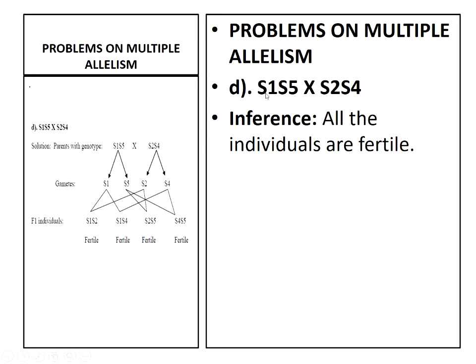Next is S1 S5 crossed with S2 S4. Let us write the parents and also the gametes. The F1 individuals are S1 S2, S1 S4, S5 S4 and S2 S4. Here also all the individuals are fertile.